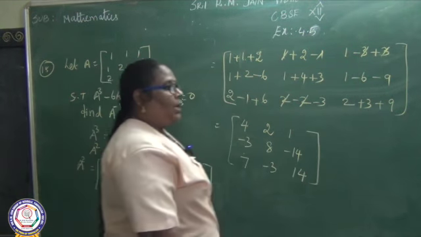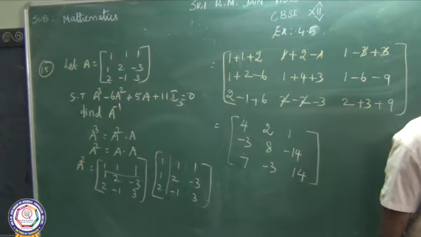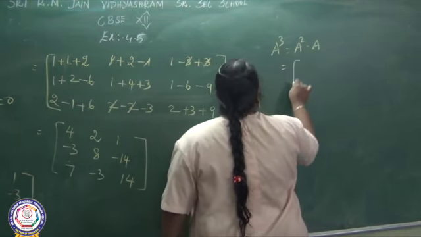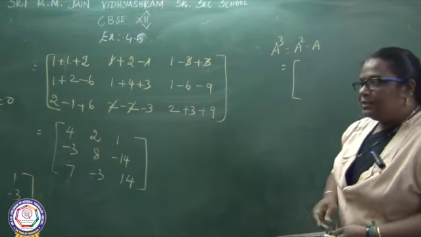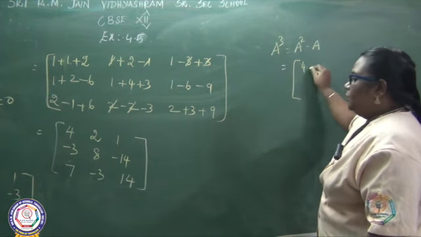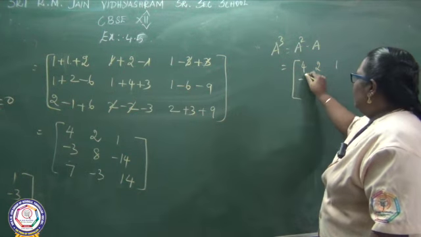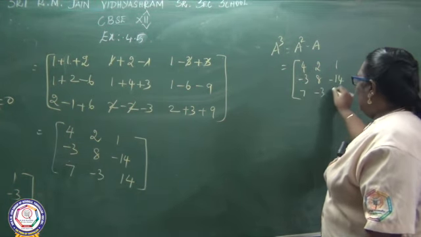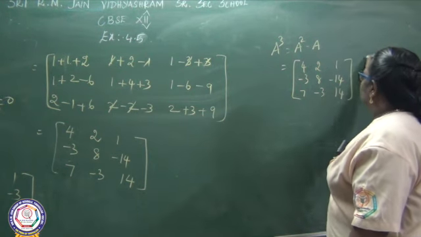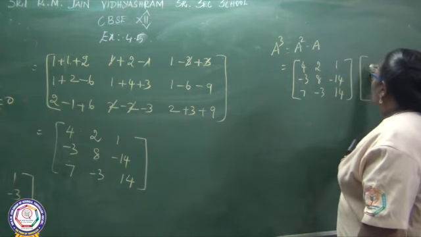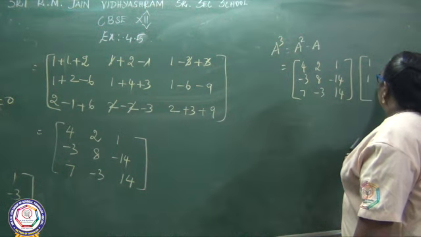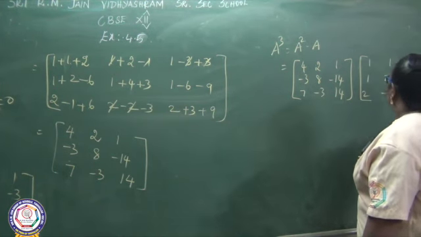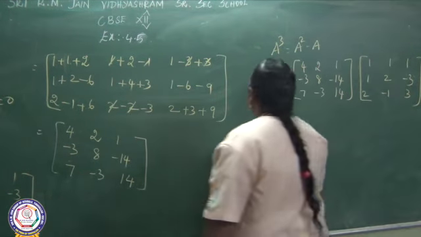Next, we move on to A cube. A cube equals A square into A. What is the value of A square? 4, 2, 1, minus 3, 8, minus 14, 7, minus 3, 14. What is the value of A here? 1, 1, 1, 1, 2, minus 3, 2, minus 1, 3. The same matrix multiplication, you will do it here.